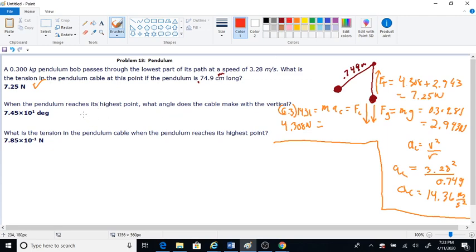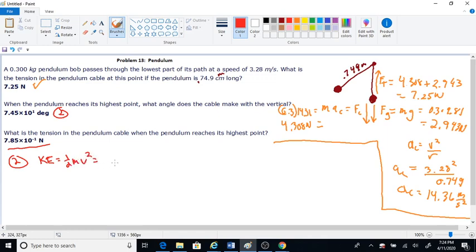Now we need, when the pendulum reaches its highest point, what angle does it make with the vertical? Well, we need to find out how much energy. So this is part 2. We're going to do part 2 right here. So how much energy does it have? Kinetic energy. You could actually do the kinematic route too, people. I'm doing the energy route.